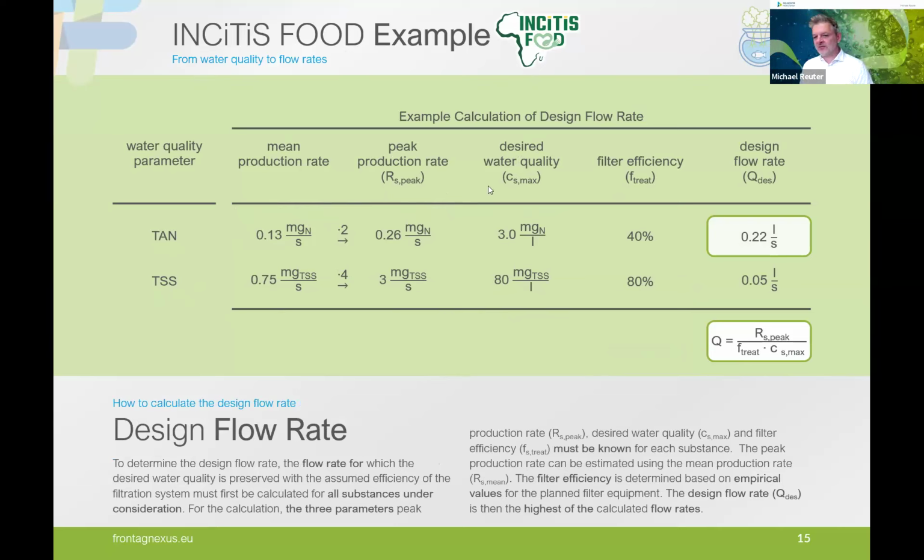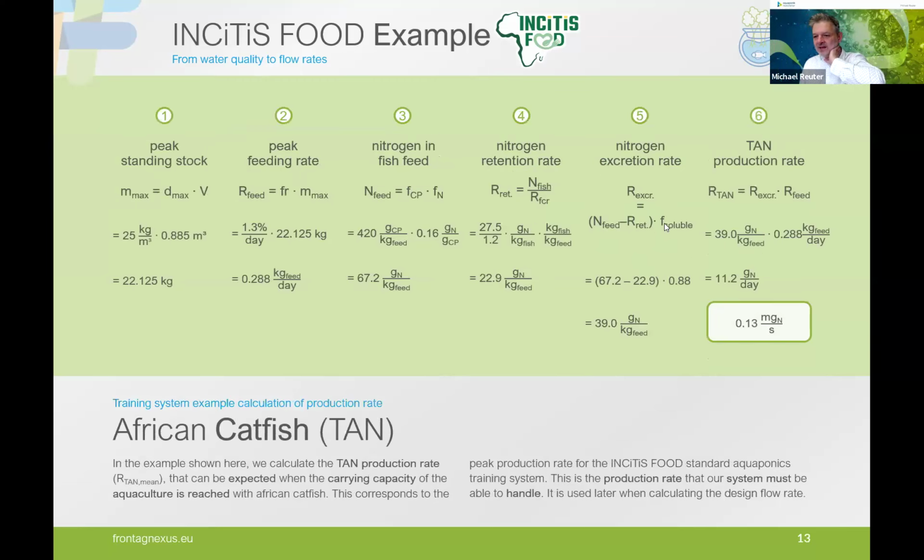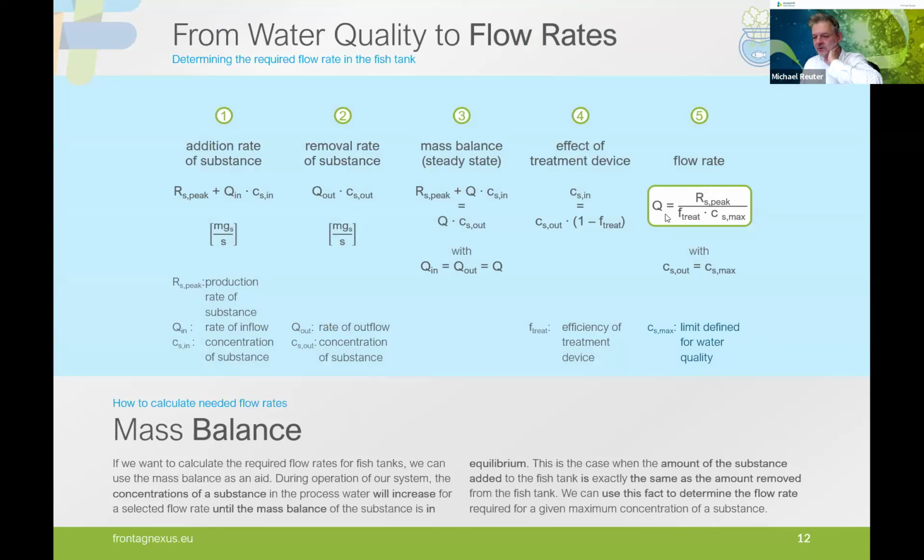rates. Then we have these desired water quality parameters, the C_S max, that we defined earlier in our water quality parameter sheet. And we have filter efficiencies that for small scale systems are usually about 40% if you do it right for TAN and 80% for TSS. And we can calculate based on this formula that I gave you earlier, this one, Q equals production rate peak divided by treatment efficiency multiplied by C_S max.